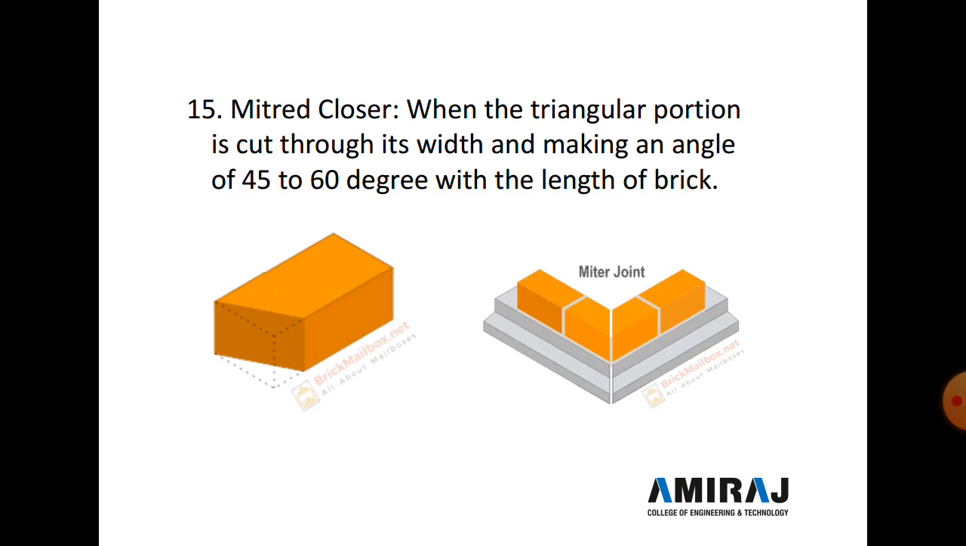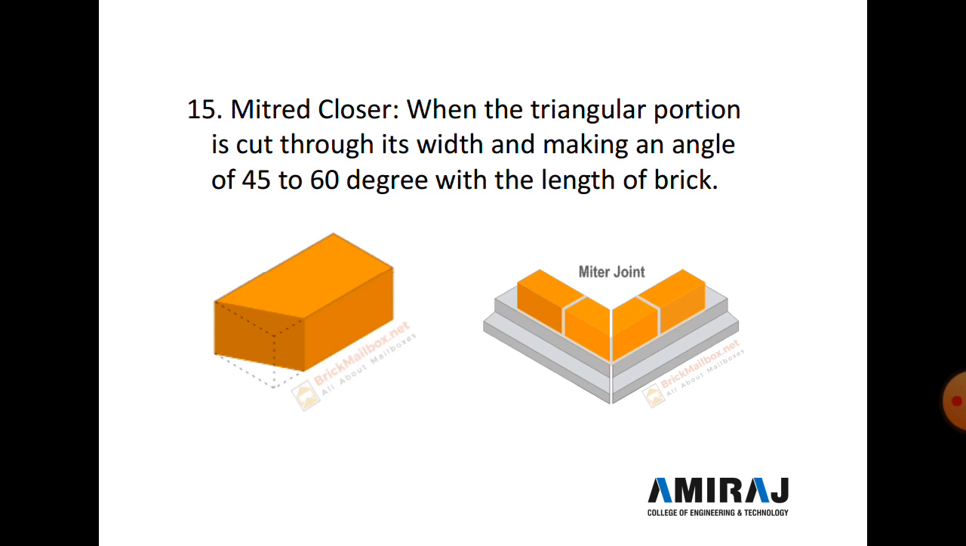Next is a mitred closer. When the triangular portion is cut through its width, making an angle of 45 to 60 degrees with the length of the brick, it is called a mitred closer. Generally a mitred closer is used at the corner of the wall. Clear? So here at the corner of the wall a mitred closer is required, and the angle is 45 to 60 degrees. We cut the brick from the corner of the header at 45 to 60 degrees.